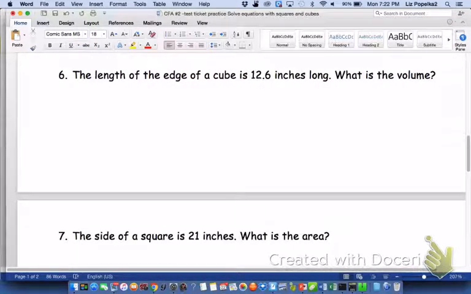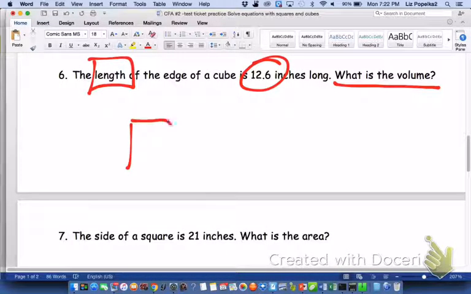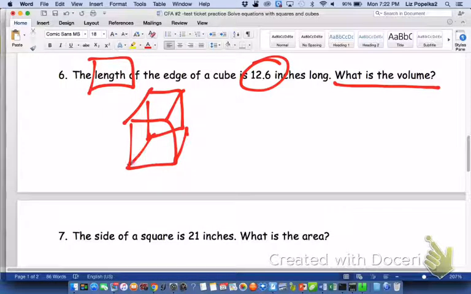In number 6, it's a little bit different. Okay, so I'm going to circle my key number. This time it's asking me, I'm going to underline the question, what is the volume? Okay, so I'm going to box this math term. Again, I'm going to draw a pretty crappy cube, but here we go. It says the length of the edge of the cube is 12.6, so that's the edge.